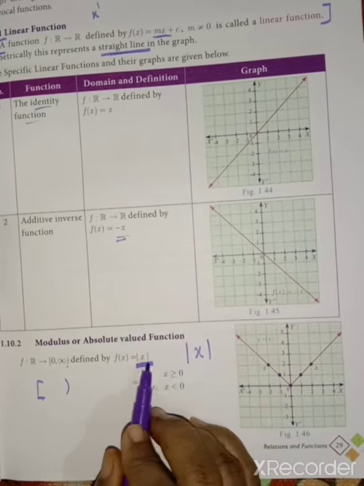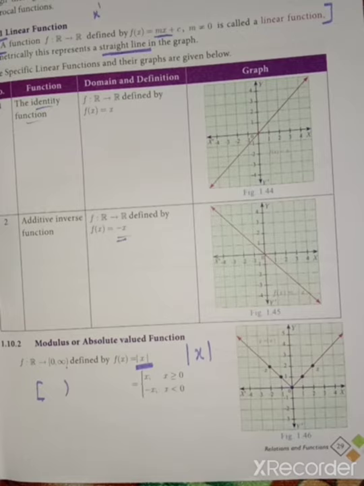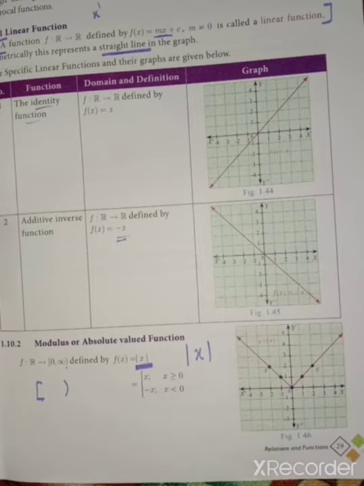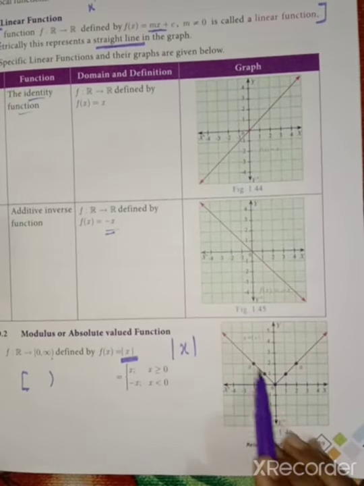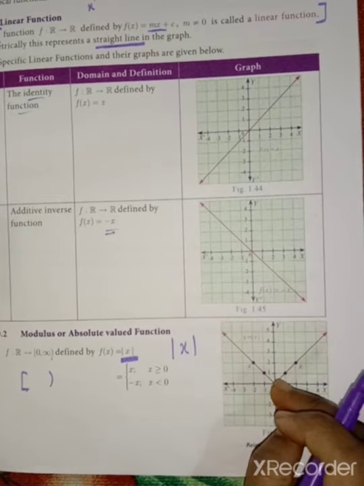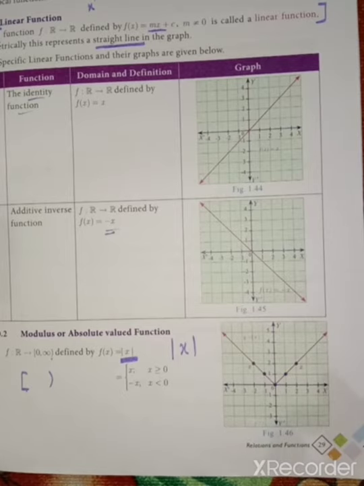So this mod x, we say it will represent as positive and also negative. So if x is positive, x is greater than or equal to 0, and minus x is definitely less than 0. So if it is applied, we get a graph like this. If we substitute and find a value, all the positive values will be on the right hand side, and all the negative values will be on the left hand side.